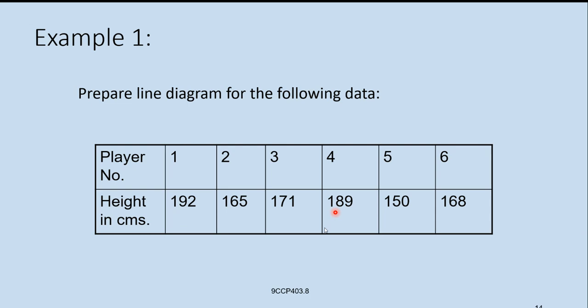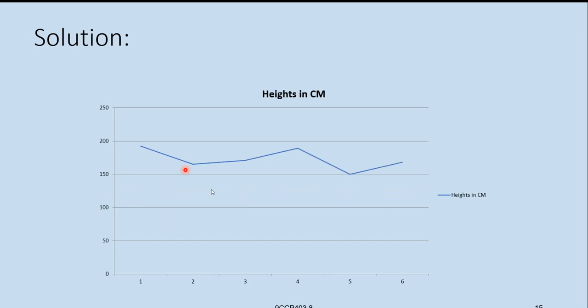The nearest point for 192 is 189, and after 189 the next point is 171, and nearing 171 we have 168 and 165. That we will also identify on the graph paper. Here 192, 165, 171, again 189, and then it comes to 150. Here mark 150 is here, and then again it is rising to some other value. So this is how we can show the line diagram by using the graph paper also.